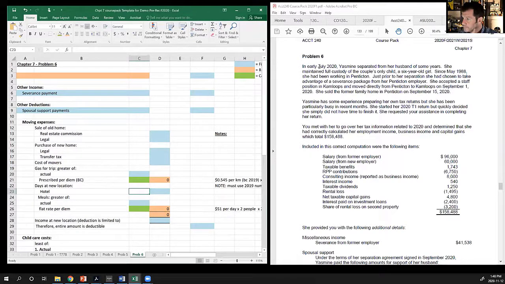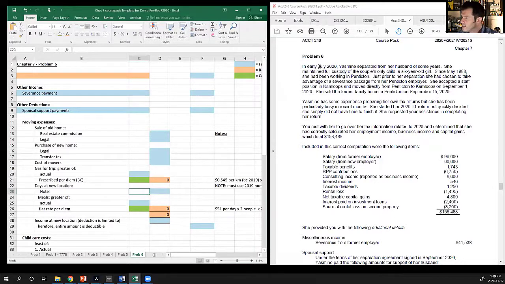She works in Penticton just prior to her separation. She chose to take advantage of a severance package from her Penticton employer. She accepted a staff position in Kamloops and moved directly from Penticton to Kamloops on September the 1st of 2020. She sold the former family home in Penticton. Look, she moves. There's going to be moving expenses associated with this.